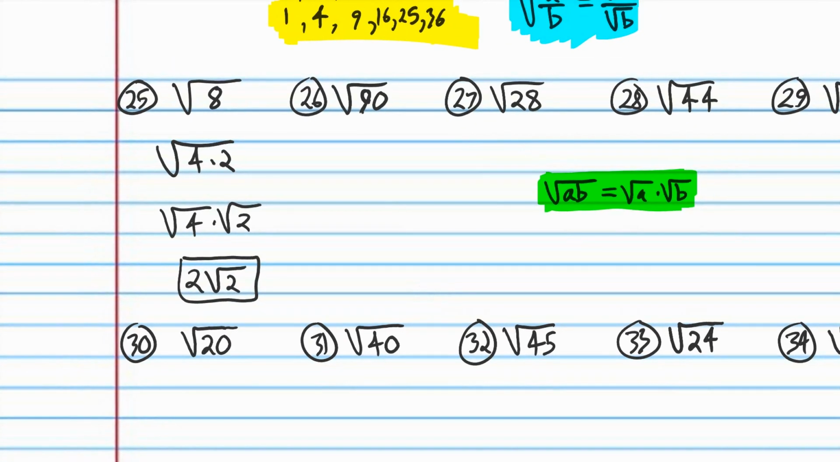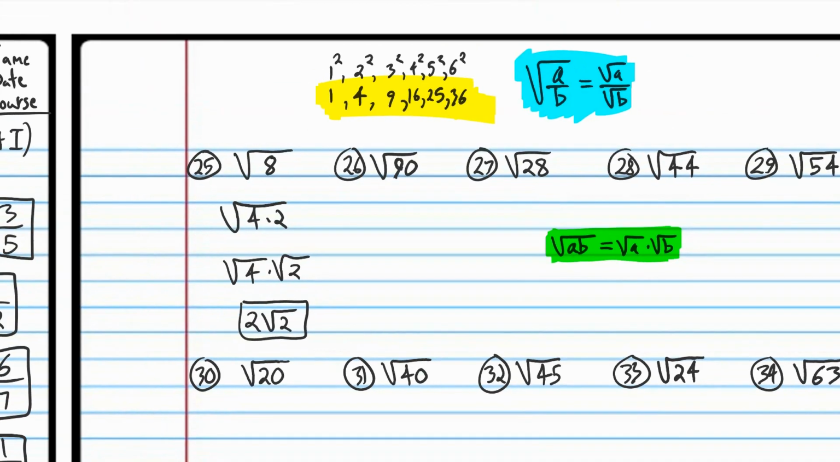All right, so for number 26, again, there are different factorizations you could choose, but you want a factorization that contains one of these yellow numbers up here: 1, 4, 9, 16, 25, or 36. So go ahead and try 26, and if you get stuck, we can do it together.